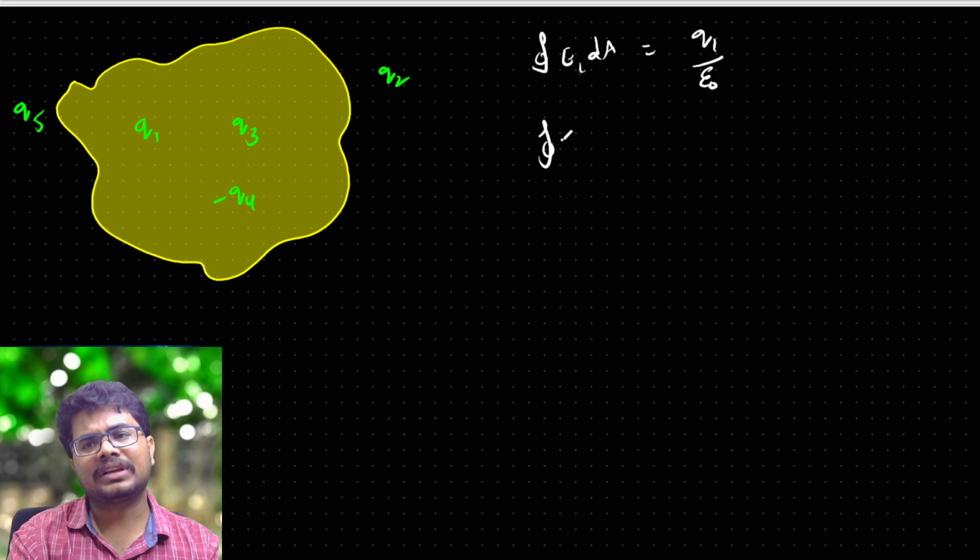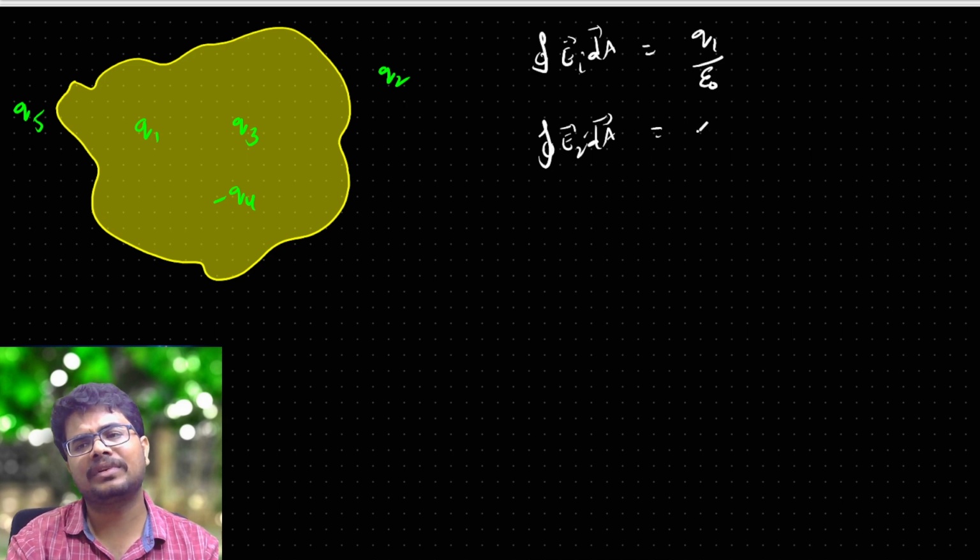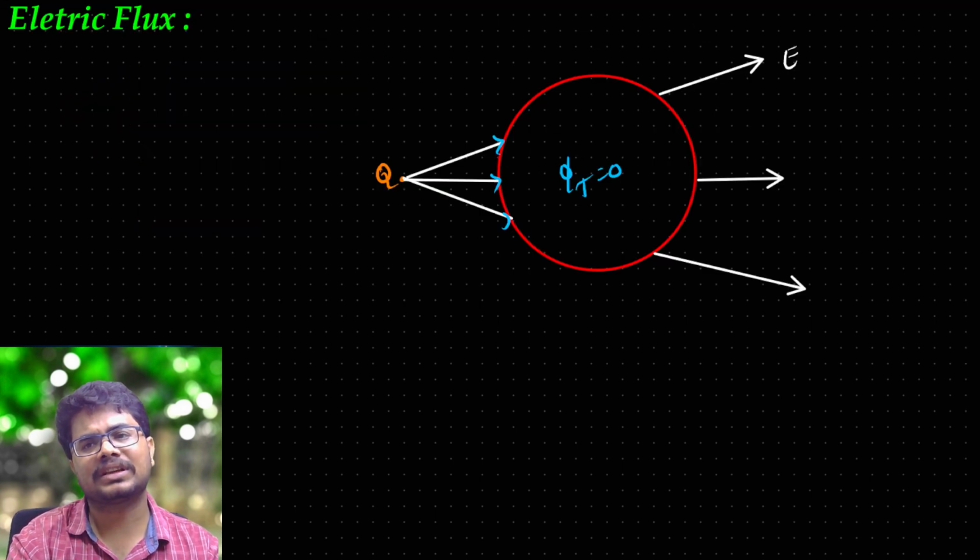Let me take one Gaussian surface in this example. For charge 1, how do we write it? Closed integral E1 vector dot dA vector. Charge 1 is inside the Gaussian surface, so what can you write? Just now we proved it: Q1 by epsilon naught. Closed integral E2 vector dot dA vector: is the charge inside or outside? Outside. I proved this in the previous example. Due to that charge, the electric field will be there, electric field lines will be there, but the flux is 0.